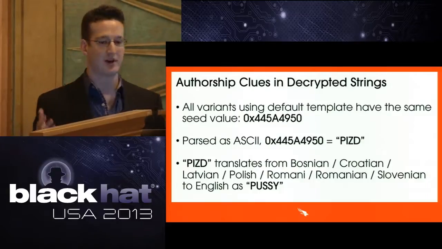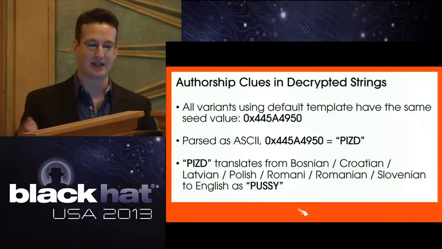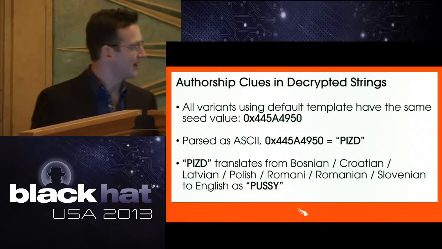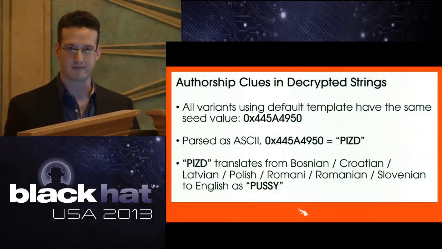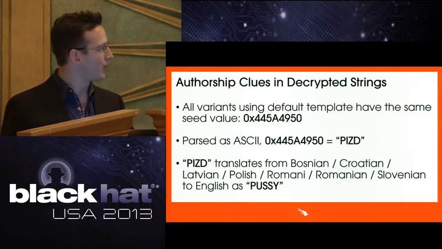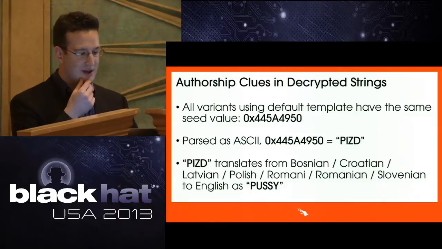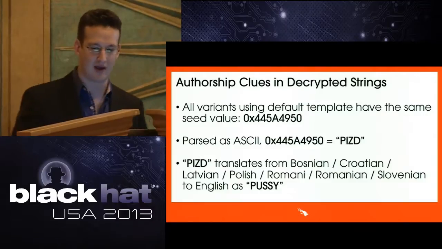They all use a seed value 445A4950. And if we try to parse that as ASCII, we get the word peased. Now, peased is a relatively common word in Eastern Europe, and actually in many languages, it translates to the word pussy. But we're not stuck at that. We're not stuck at saying, well, maybe the author was Croatian, maybe he or she spoke Polish. There are more clues that we have.